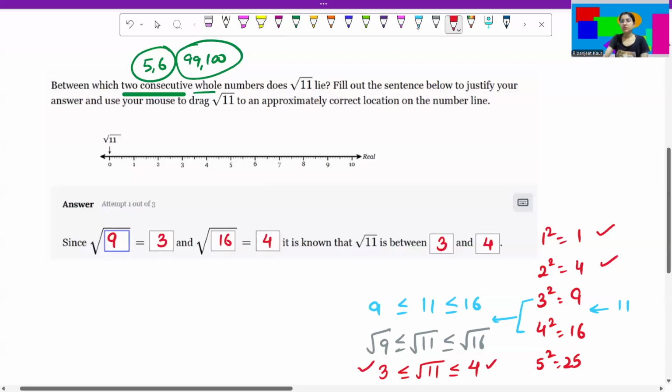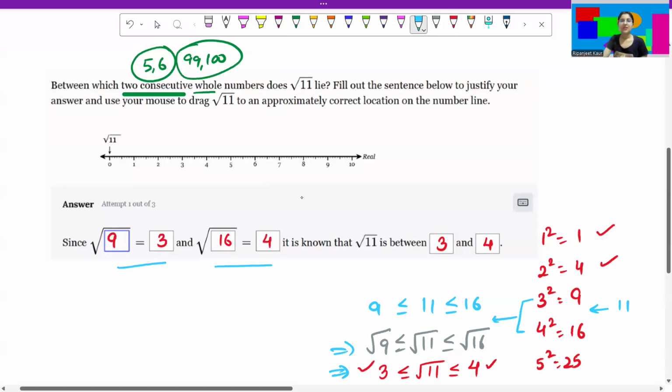So we just have to do the squares and find out where that particular number is lying between. The square roots of those will give us the two numbers between which the square root they are asking for is going to lie. So root 9 is 3, root 16 is 4. That's why root 11 is lying between 3 and 4. Any questions in this one?